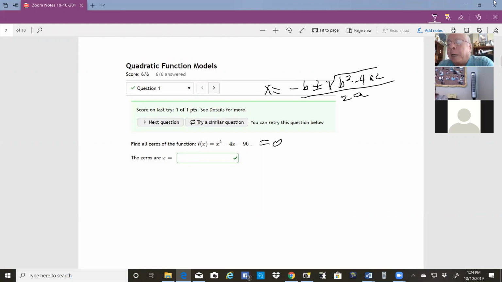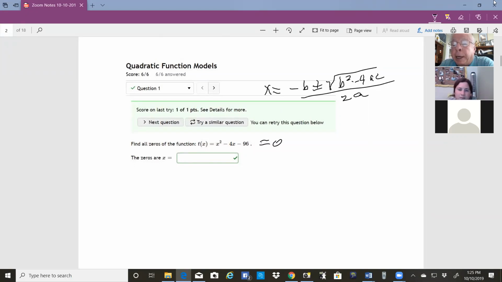Just plug into that, and that will always give you the answer. It'll give you two answers if b squared minus 4ac is not equal to 0. It'll give you two equal answers if it's 0, and it'll give you imaginary answers if b squared minus 4ac is negative. But by far the easiest way to solve this, if you remember how to factor, is to factor the thing.